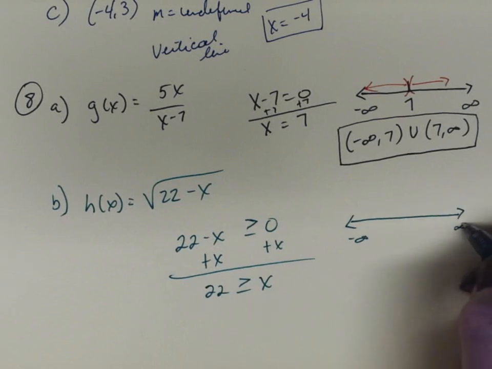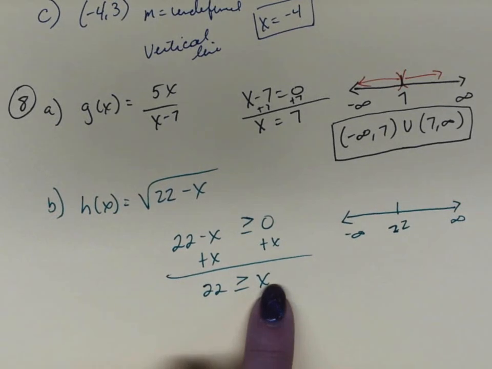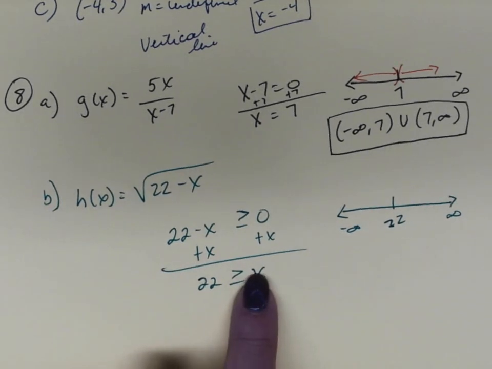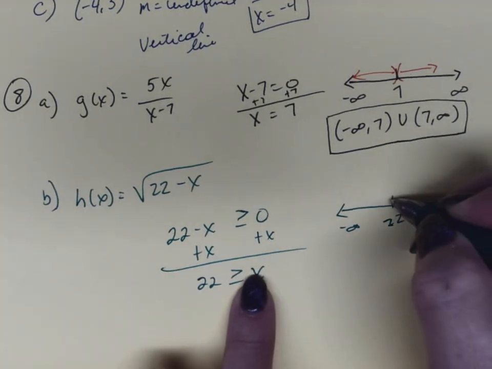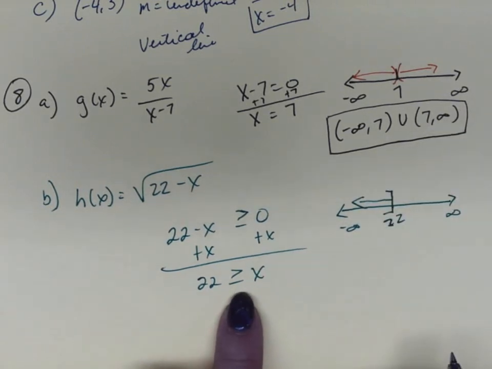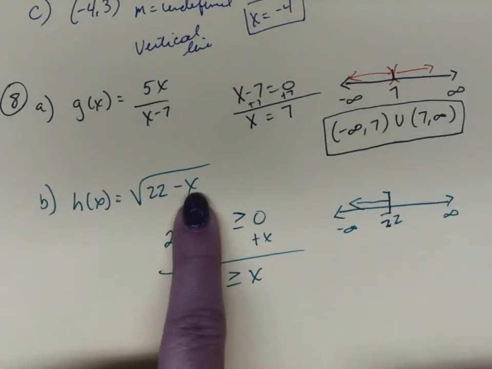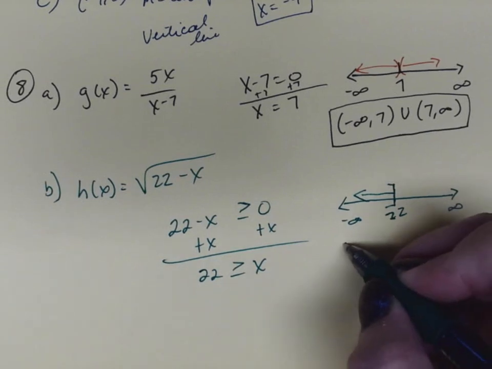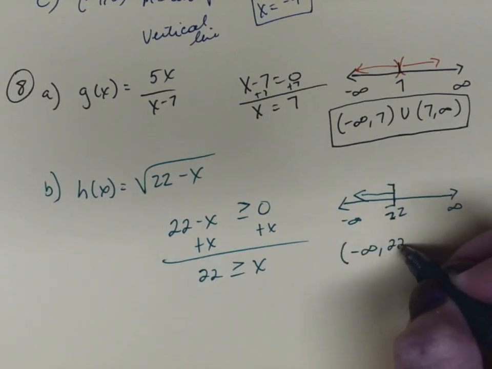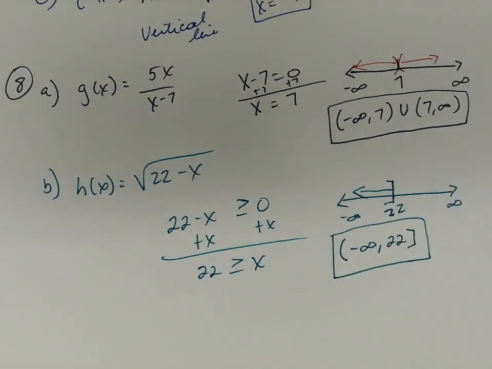I'm going to put my infinities on there. I'm going to put a 22. Now, x is less than or equal to 22 because it's on the small side. So x has to be less than or equal to, which means we're going to the left. And it's going to get a bracket because it can equal the 22, because 22 minus 22 would get us 0. And again, we can take the square root of 0. So this would get us negative infinity to 22 with a bracket. This would be our domain of our function.